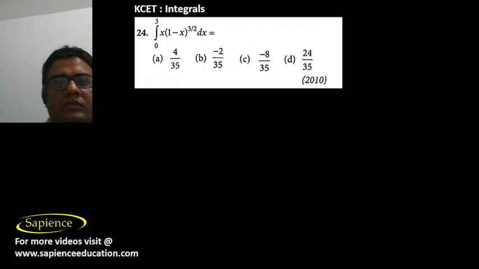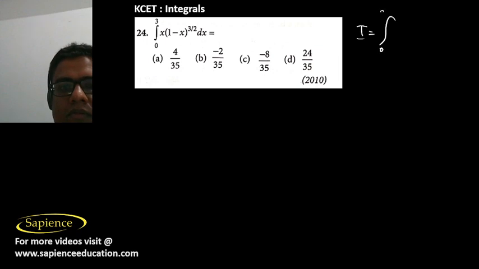Then in question number 24, it is told to find the integral I, which is integral 0 to 3 of x into (1 minus x) whole power 3 by 2 dx.